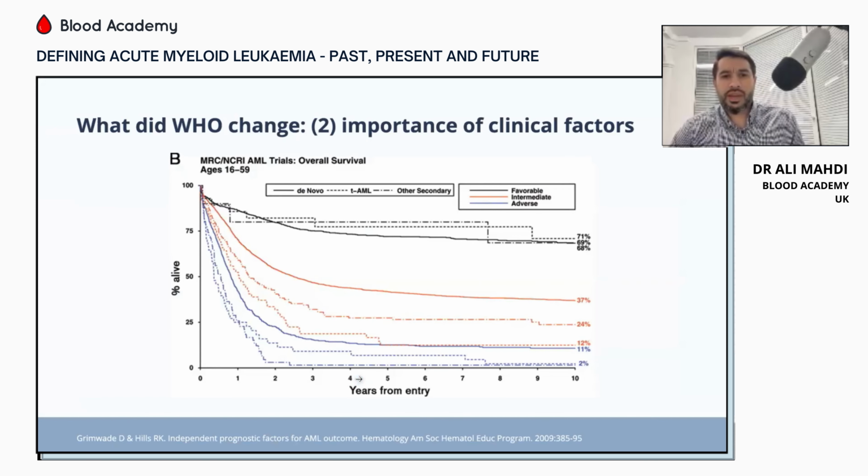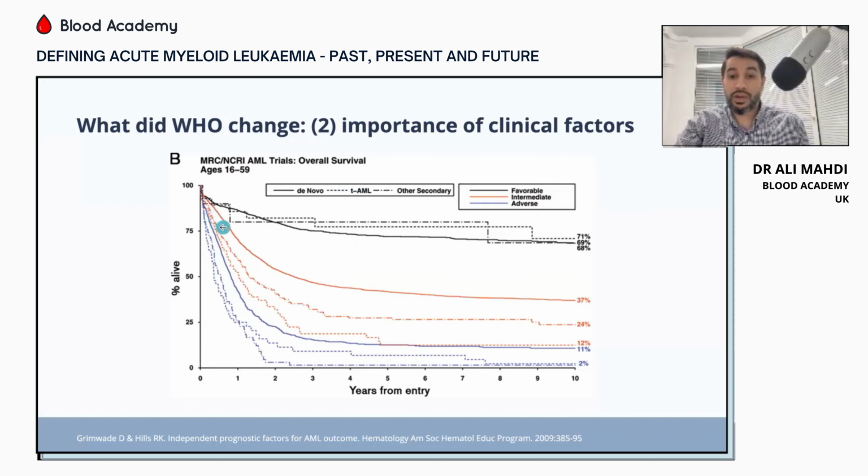So let's have a look at some of the data behind this. So the WHO recognized the importance of clinical factors. This is data from the UK NCRI trials from a number of years ago. But essentially what it shows is that if you had intermediate or adverse risk disease, if you had therapy-related acute myeloid leukemia, so if you were exposed to previous radiotherapy or cytotoxic chemotherapy, or your disease arose from myelodysplastic syndrome or a myeloproliferative neoplasm, you did worse than those patients who didn't have therapy or secondary related disease.